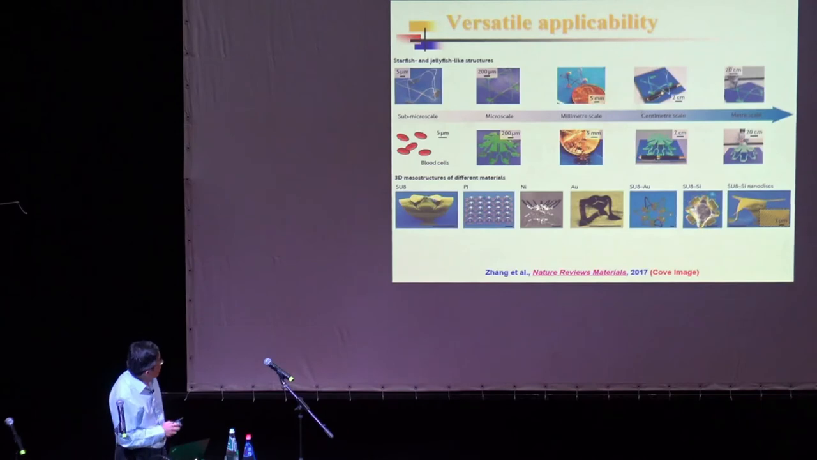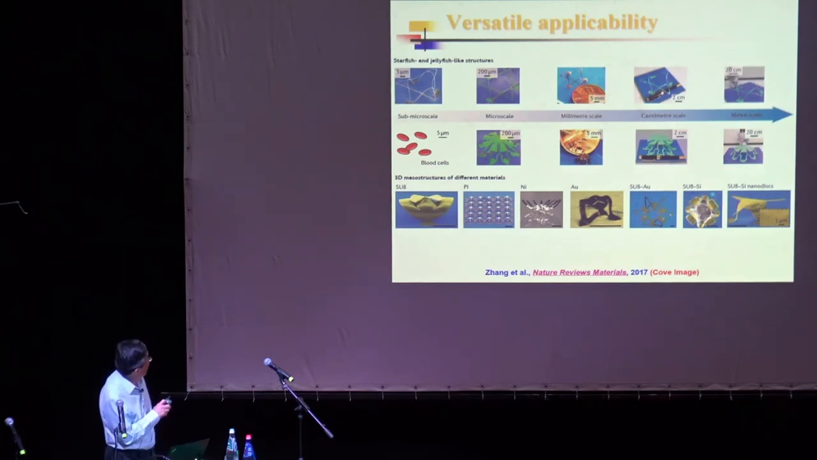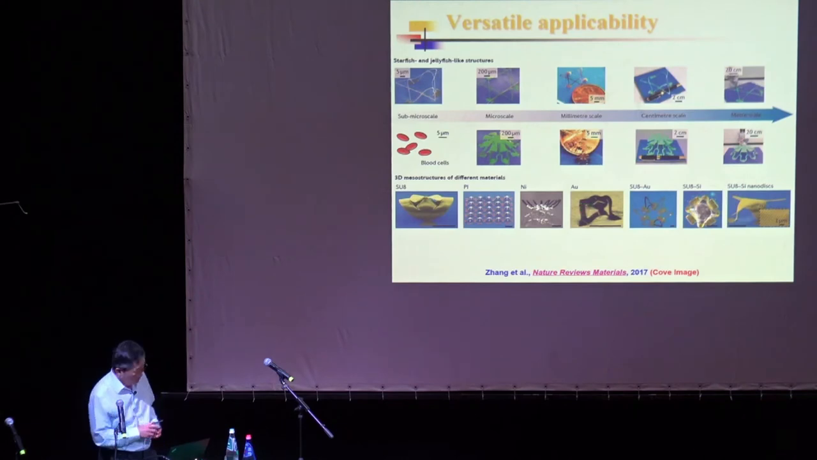So this one method I already demonstrated works very well for silicon, but I want to illustrate it works well for all materials. As long as you can do 2D, you can do 3D pop-up. For example, here you can see it works for different materials. It works for SU8, for PI, for nickel. This is really metal. For nickel, for gold, this is also metal. And for all different materials, for example, nano disc. And let me illustrate here.